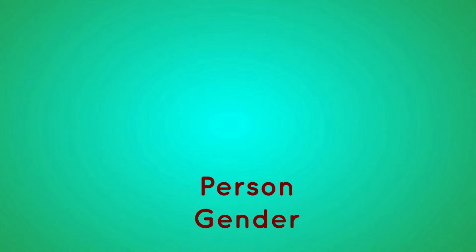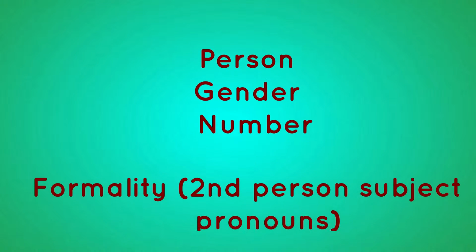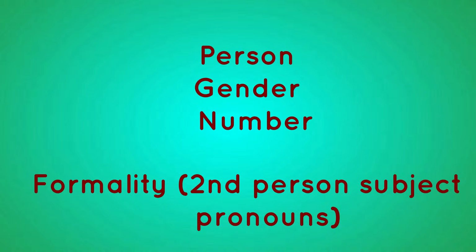Now, some very important aspects to observe when it comes to subject pronouns include the person, which is the first, second, or third person, right? The gender, masculine or feminine, and the number, if it's singular or plural, if it's one thing or more than one thing. Oh, and also the formality, if it's informal or formal. Informal in the sense of you're very familiar with the person, you know the person, you're close, right? Or you're the same age, etc. Formal meaning you don't know the person, they're older than you, or you're just having respect for the person, basically.